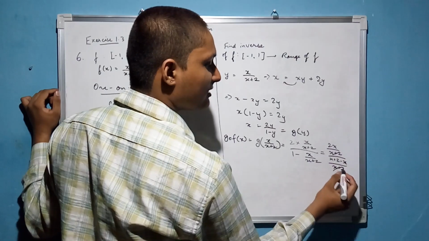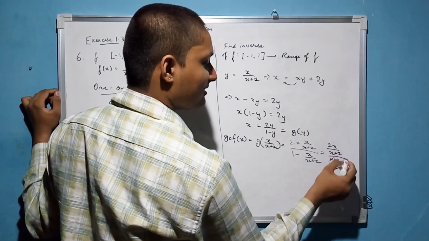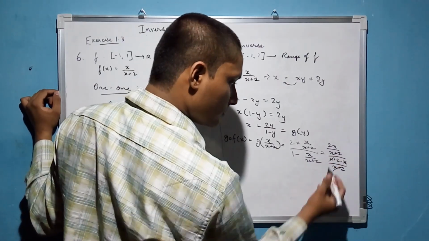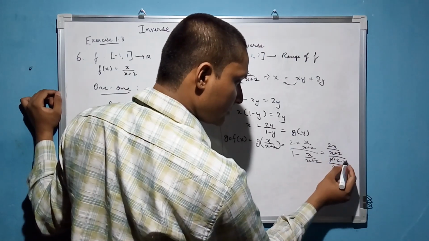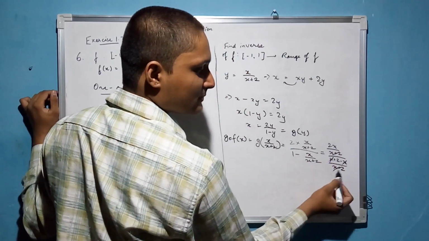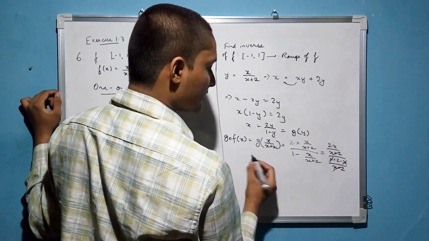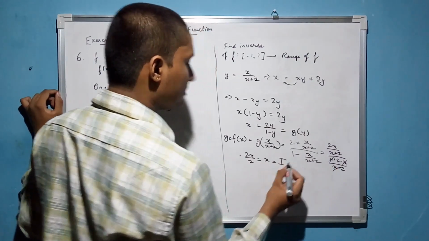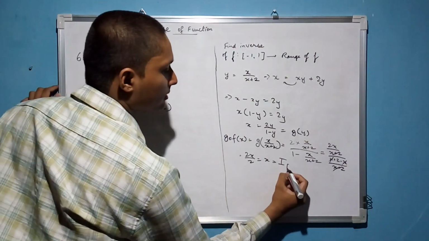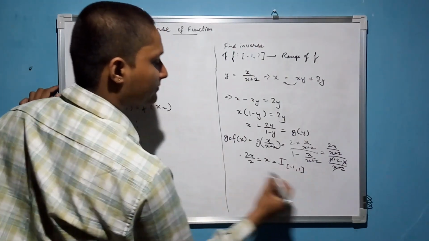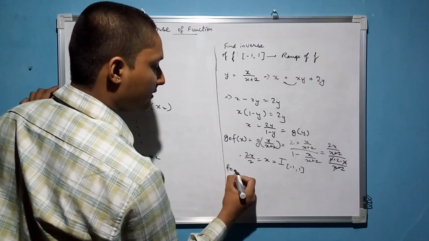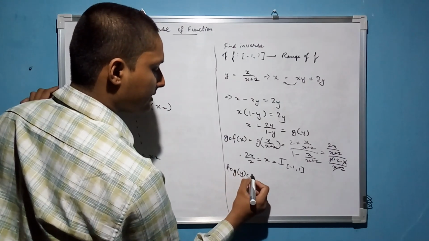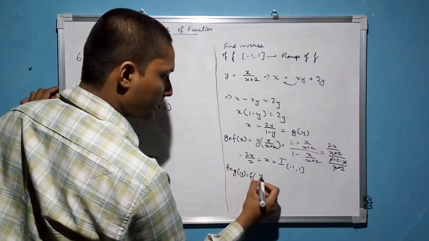These are simple steps. What did I get here? X minus x, I am cancelling. X plus 2 and x plus 2, I cancelled. So this becomes 2x by 2, that is x itself, or I, and the domain is here minus 1 to 1. So I need to find out f dot g of y.